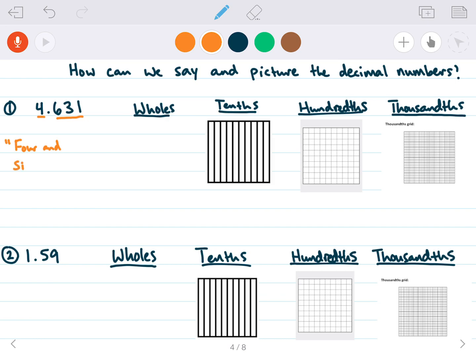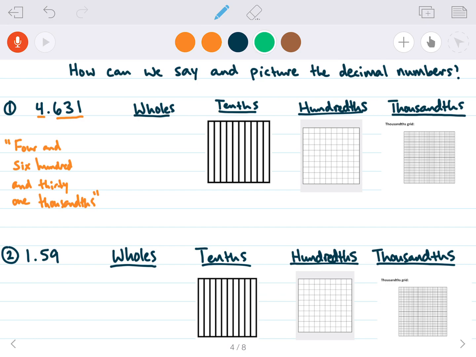So we say 631. And the 1 ends in the thousandths place. So we would say 4 and 631 thousandths. That's how we would say this number. Now, how do we picture it?